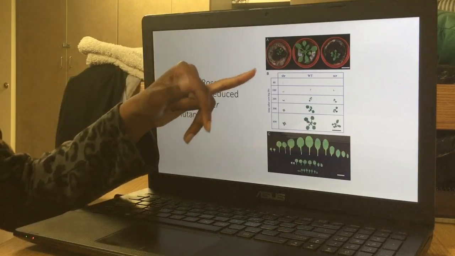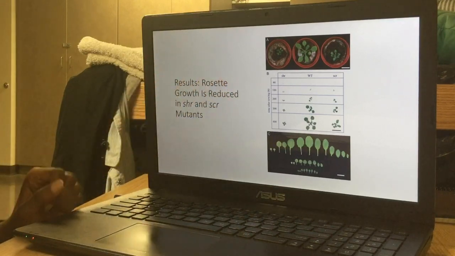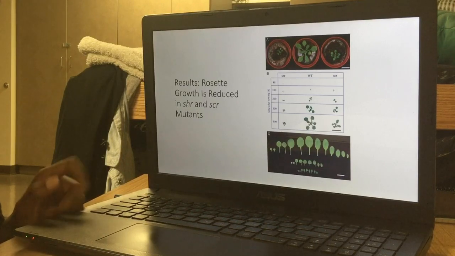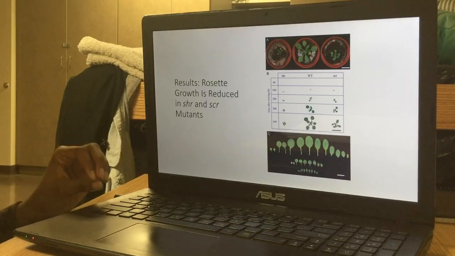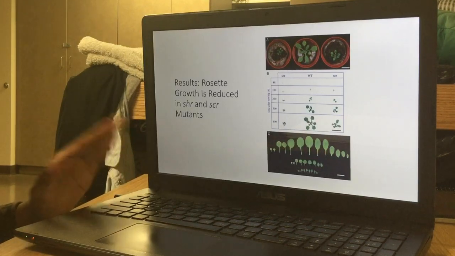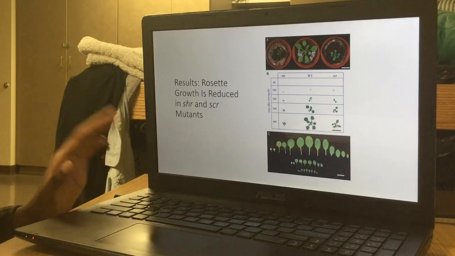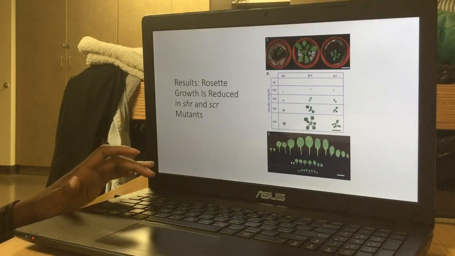Then part B was a growth analysis of watching the plants grow from 48 hours to 400 hours. And at the bottom, they took the leaves off the actual plants and lined them up so that you could really compare them. So at the top is your wild type, in the middle is your scarecrow, and at the bottom is your short root.